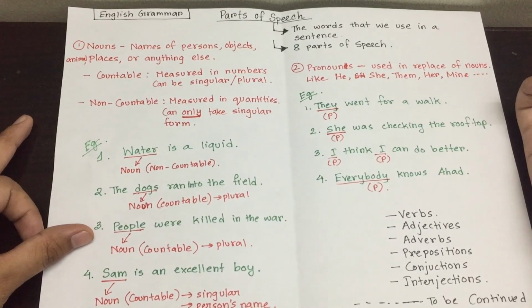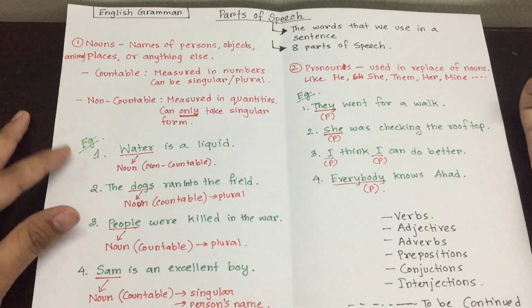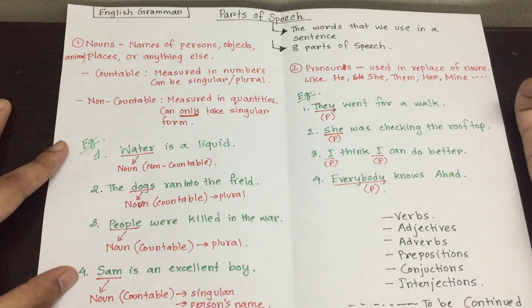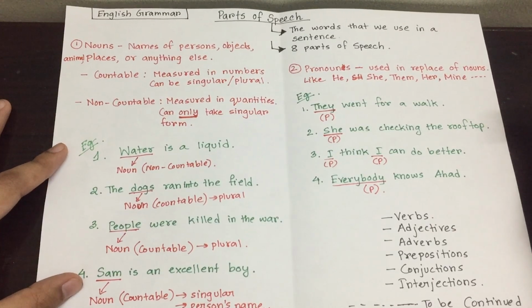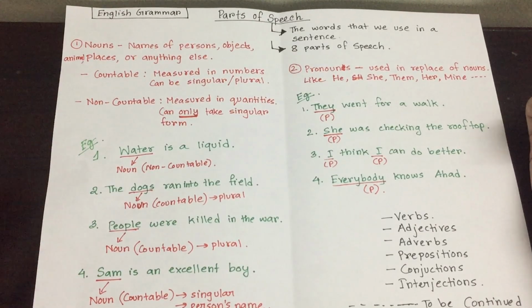People were killed in the war. Again, people is a countable noun, and I'm using the plural form here. Then, Sam is an excellent boy. Here, Sam is a countable noun. This is the name of a particular person, so obviously it's a noun. So this was all about nouns in short.